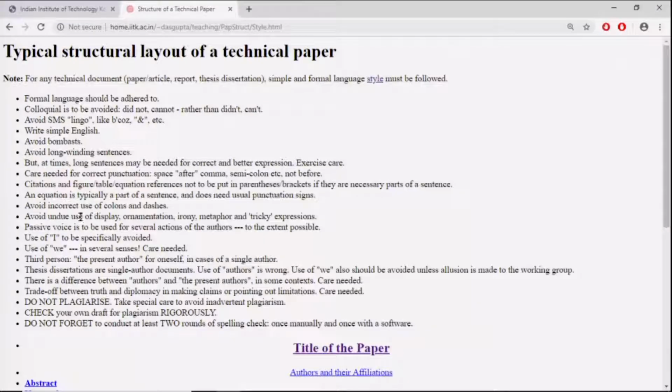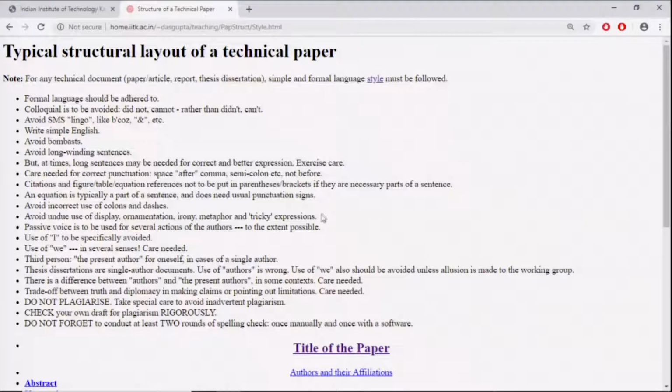Okay. Then again coming to language, one should avoid undue use of display, ornamentation, irony, metaphor, any figures of speech or tricky expressions, because again we are trying to communicate truth and fact and results. We are not trying to really create literary pieces, okay, where those things might be interesting. So, here in technical communication, one should focus on factual things rather than these ornamentations.